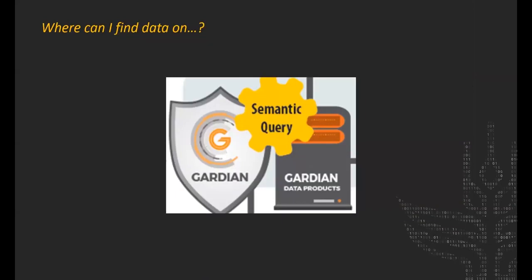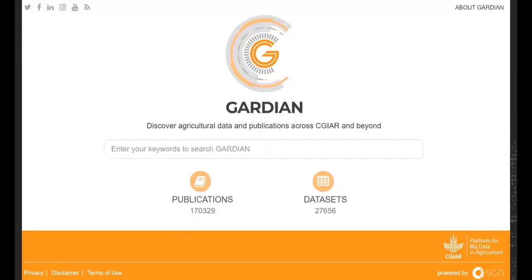So diving right in, the question: where can I find data on whatever, X, Y, Z? This is the heart of the Guardian data ecosystem, as I mentioned. So I can go to Guardian, which is guardian.bigdata.cgiar.org. Currently, it has about 170,000 publications and almost 30,000 data sets in it. Not all of them are open, but a lot of them are. Most of them are, I would say.